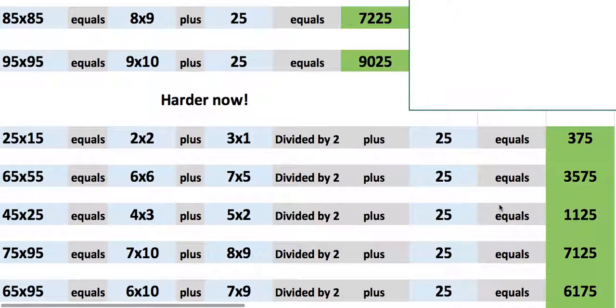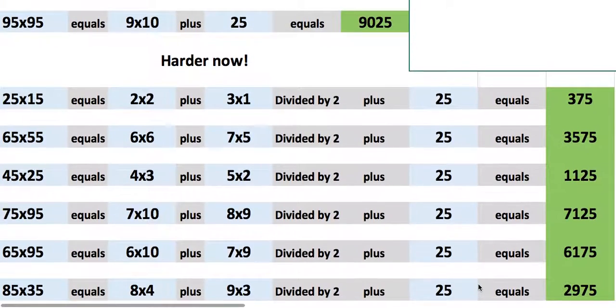Another one, 65 times 95. So we do 6 times 1 more, which is 7, so 42. Then 7 times 9, which is 63. So we have 42 plus 63, which is 105, which divided by 2 is 52.5. Add the 25, 52.75.